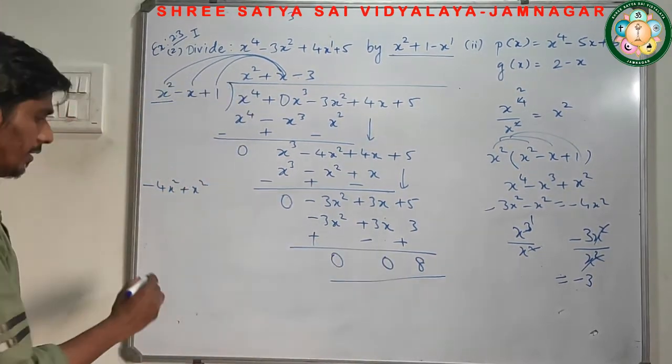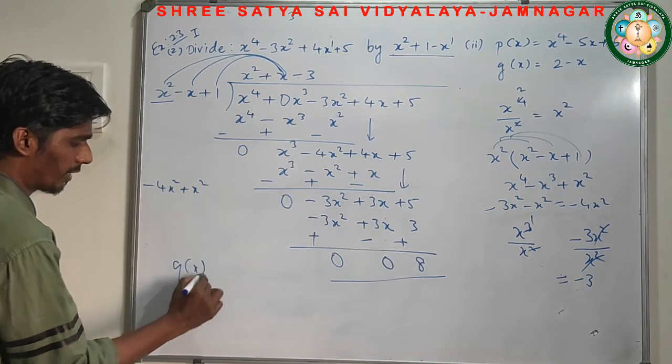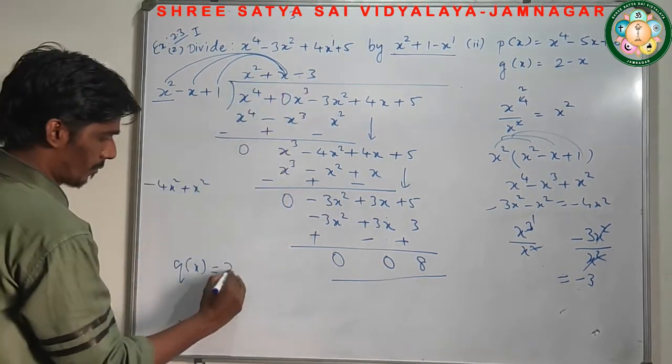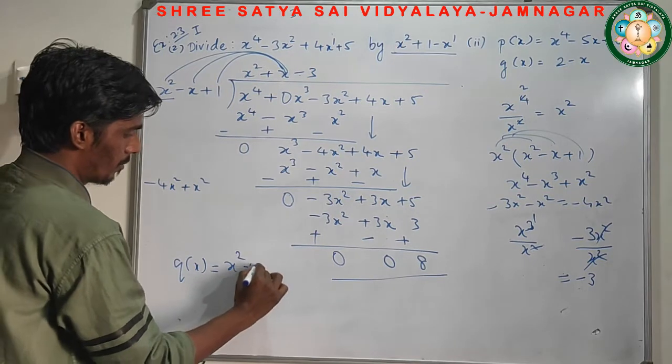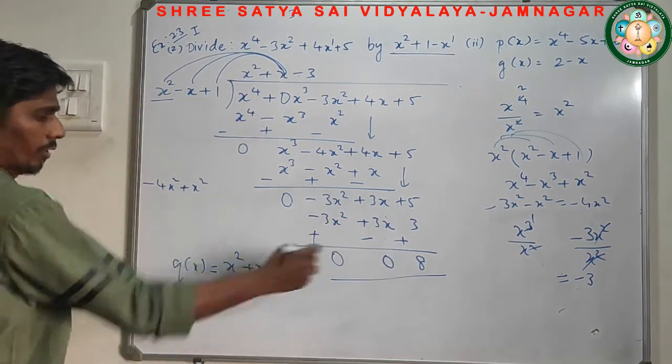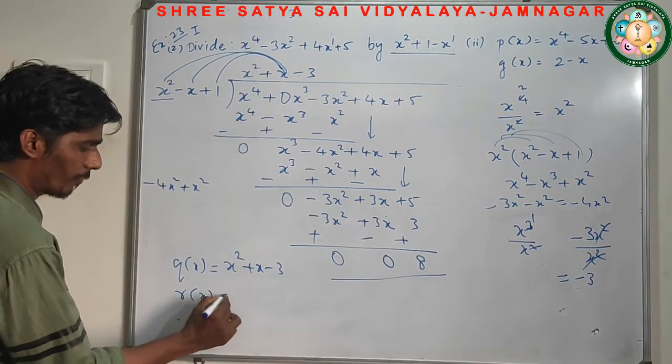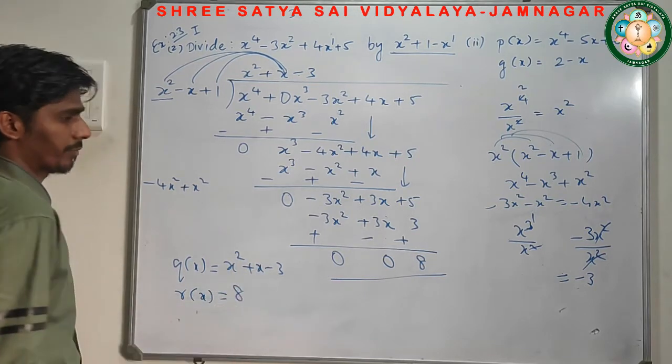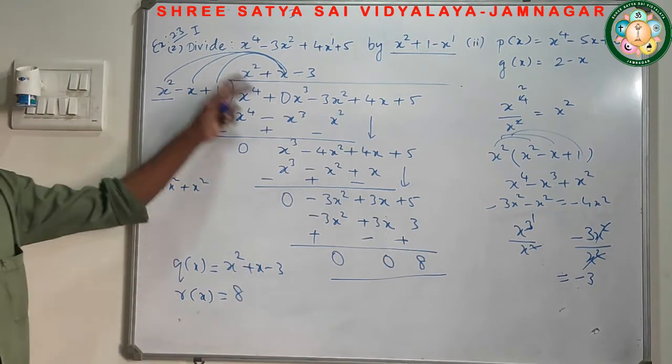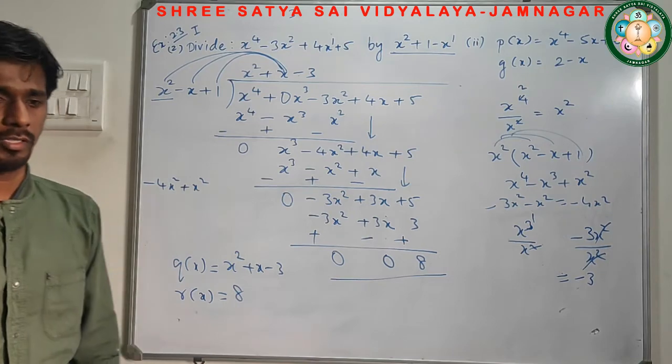So we got the answer here. q of x equals to what? x square plus x minus 3. What is the remainder here? r of x equals to 8. So this is our answer. This is the way we have to divide the polynomial.